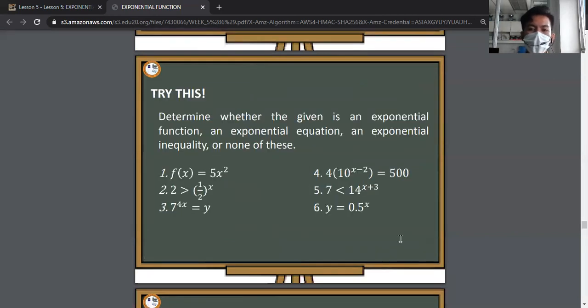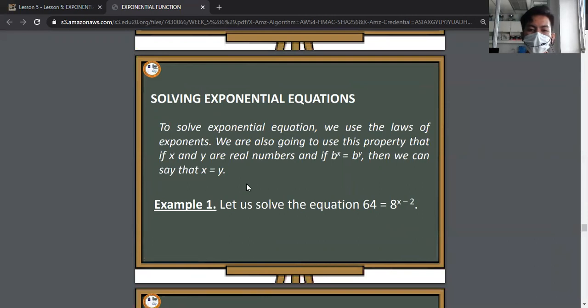So determine whether the given is an exponential function, an exponential equation, an exponential inequality, or none of these. So number 1 po natin, alam na po natin na exponential function siya kasi may f of x po siya. So solving exponential equation, to solve exponential equation, we use the law of exponent. We are also going to use the property that x and y are real numbers, and if b raised to x is equal to b raised to y, then we can say that x is equal to y.